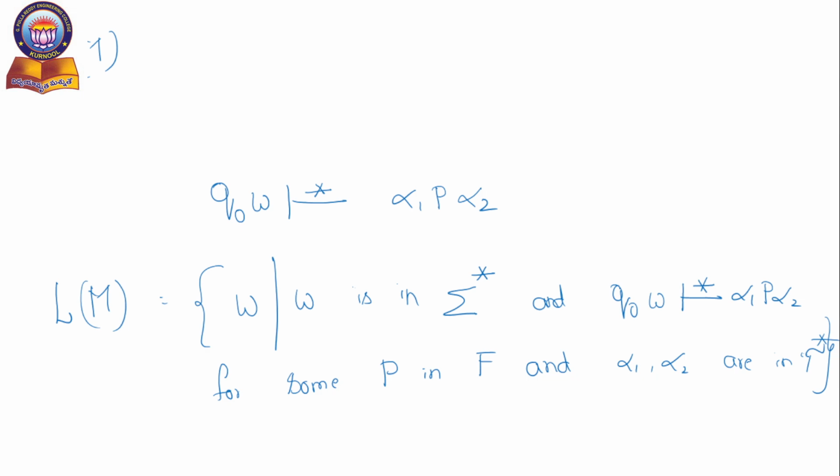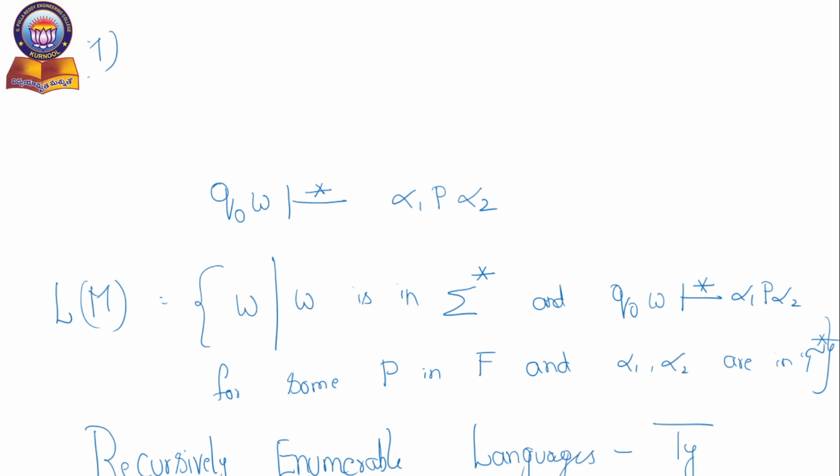Generally, the class of languages that are accepted by the Turing machine are known as recursively enumerable languages. This is the highest category of the formal languages, also known as the type 0 languages.